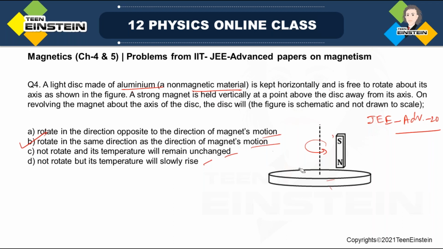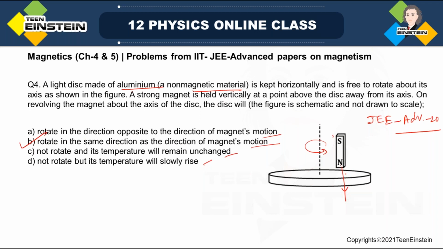Why? This is an application of eddy current. The flux passes through the disk, and when the magnet's position is changed, there will be a change in the flux, and the change in flux will produce EMF, and hence eddy current will be generated. The direction of the eddy current will be such that it will oppose the relative motion. So that is the reason why it will be rotating in the same direction.